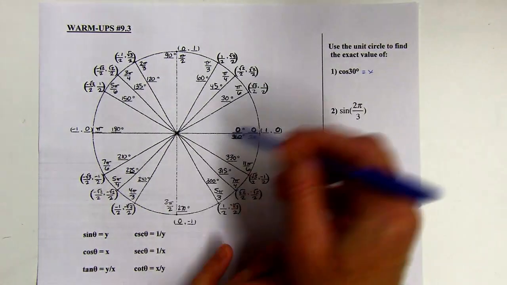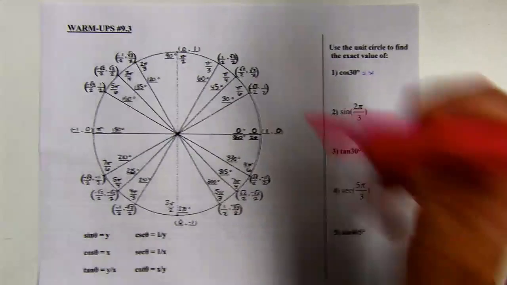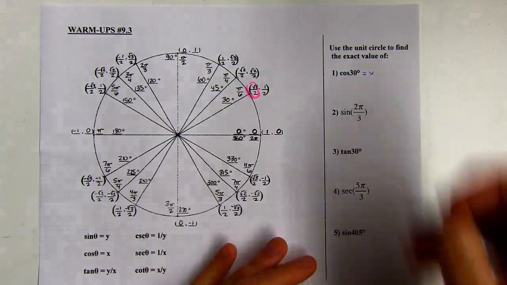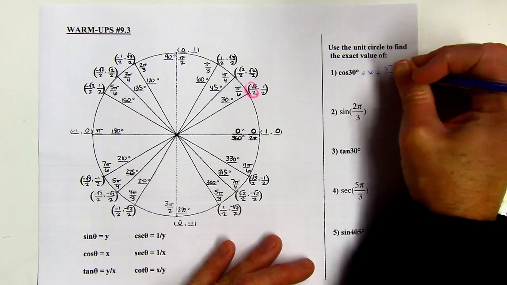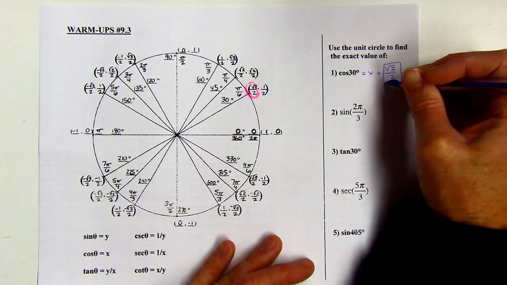Okay, so cosine at 30 degrees, well, here's my 30-degree angle. So I'm just looking for the x value there, which is going to be √3 over 2. And yeah, a calculator would give you something equivalent to that, but it would be a decimal approximation. Or roughly equivalent to it, okay?